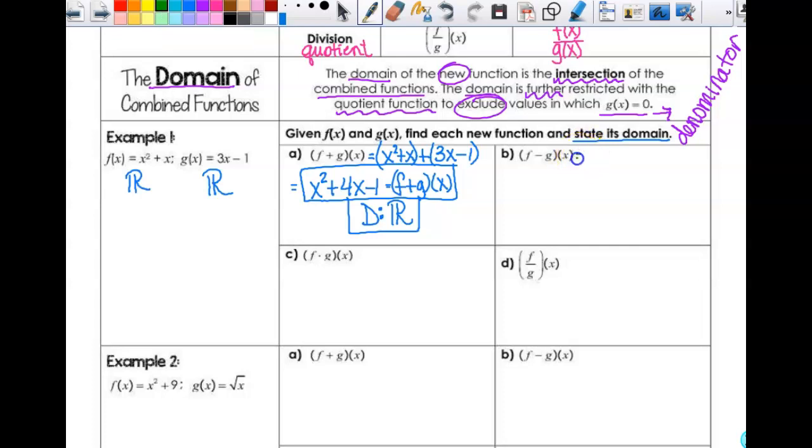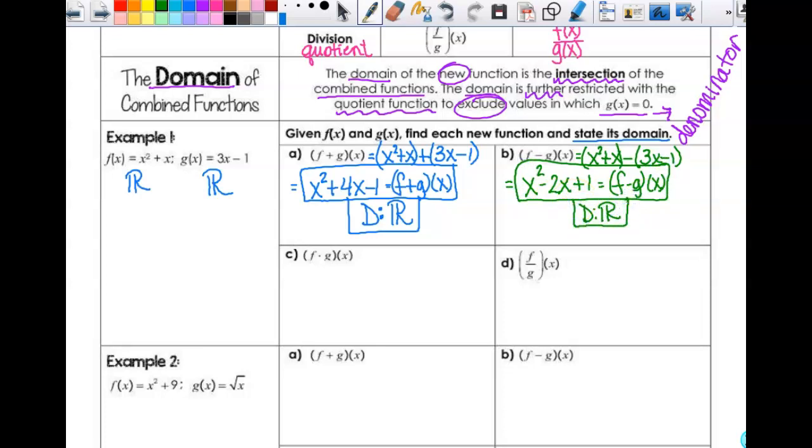So f of x is x squared plus x minus, put that in parentheses, 3x minus 1. And here, these parentheses totally matter. The first ones don't really do anything, but the second ones do because I have to subtract both of these. So I'm going to get x squared, then I have x minus 3x, so that's minus 2x, and then minus a negative 1 is plus 1. So that is equal to f minus g of x. Then the domain, all real numbers.